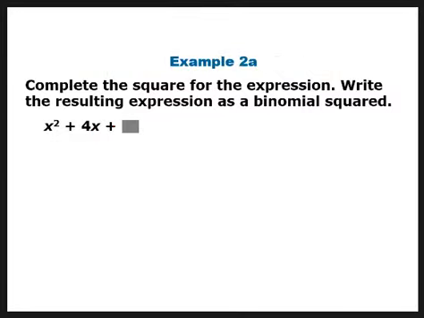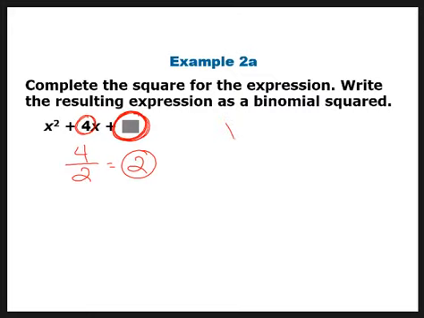Alright, so take a look at this one. Try it on your own. All you're really looking for is the number that goes in here. You don't have to factor anything right now. Just figure out what number goes in there. So pause your video. Come back when you're done. Alright, quite simply, we're going to take this b term, which is 4. We divide it by 2. We get 2. So the number that should go in this box right here is 2.